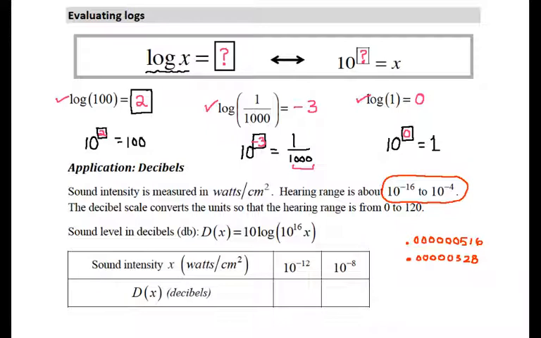So this is the formula we use for decibels. D of x is equal to 10 times the log of 10 to the 16th times x. So x, our input, is sound intensity in watts per square centimeter. We multiply it by 10 to the 16 so that we get these numbers closer to 1, right? And then we take their log so that we can separate them more easily, and multiply by 10 just to get it to a scale that's approximately 0 to 100.